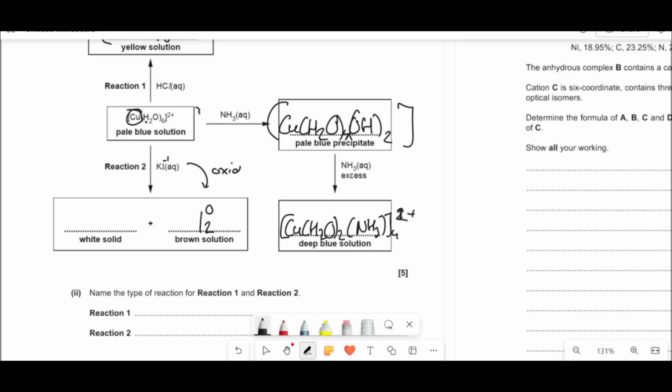So what must have been reduced is that Cu. That Cu is +2. If this has gone from -1 to 0, this has gone from +2 to +1. So you end up with Cu+ and then some I- thing, right? So it's going to be CuI.